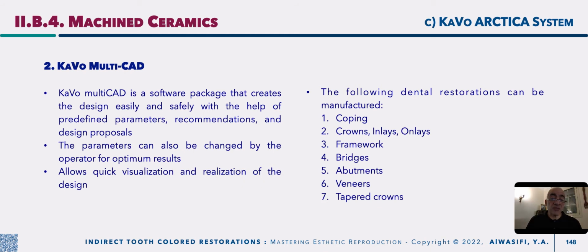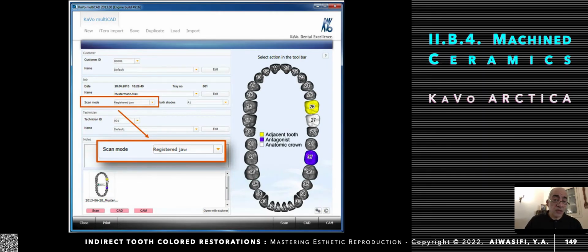You could examine it and you could modify it either manually or digitally as you would like. It's a great flexibility of the system, allowing you to construct multiple restorations including copings, crowns, inlays, onlays, frameworks, bridges, even tapered crowns, veneers, abutments. All of these are allowed. You just enter your case, name it and save the file of your scanned model. You could save it, and again you could go back to work at any time you have spare time. It is not a must to work immediately after you scanned your model.